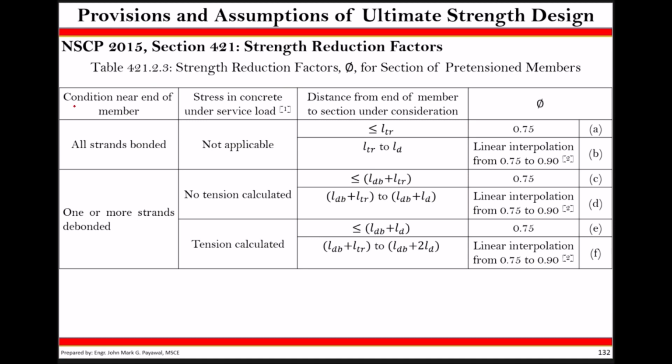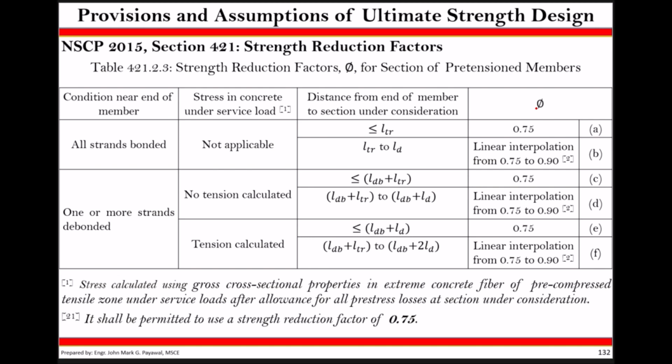So after identifying the condition of near-end member, we identify the stress in concrete under service load, and then we compute the distance from end of member to section under consideration, and then we determine your reduction factor phi. This is the stress calculated. If it's denoted as 1, ito, yung bracket sa 1, it means the stress calculated using cross-sectional properties in extreme concrete fiber of pre-compressed tensile zone under service loads after allowance for all pre-stress losses at section under consideration. For number 2, it shall be permitted to use a strength reduction factor of 0.75.